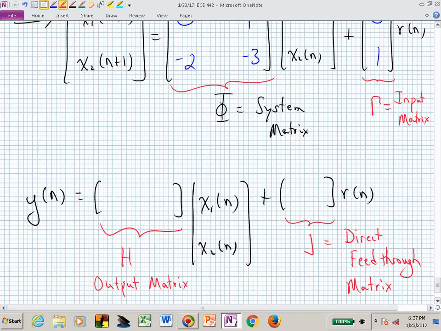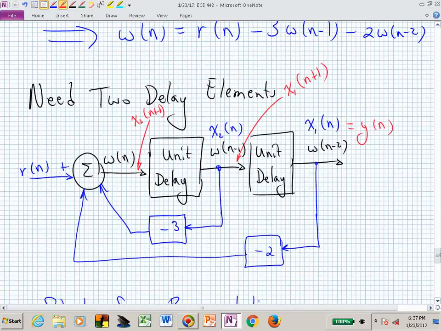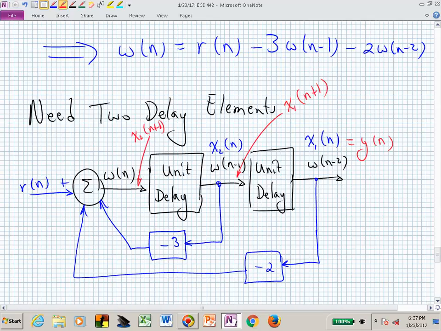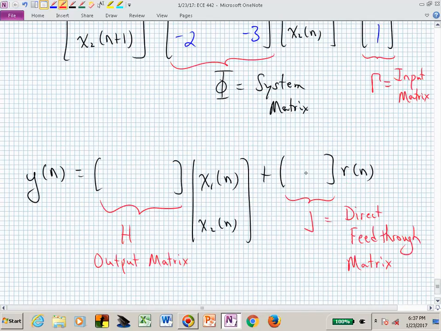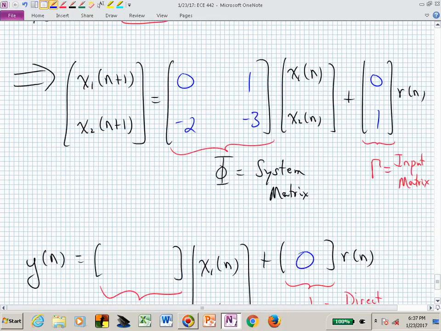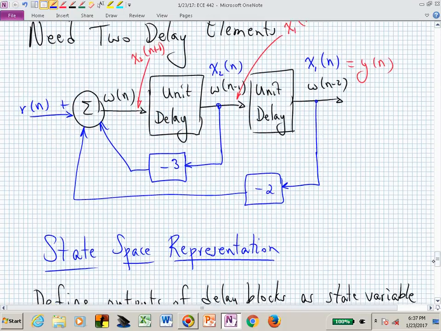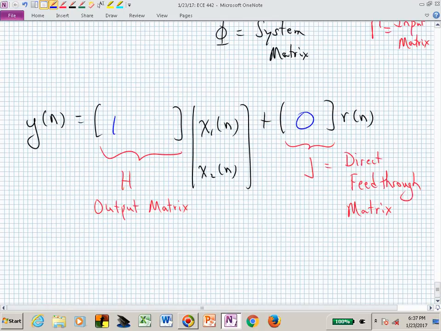What do we want H and J to equal if our output Y of n is equal to x sub 1 of n? Is r in there? No. So it's 0. A lot of times your direct feed-through matrix will be 0. What's the output matrix H structurally, or what are its elements? It's a 1 by 2 row vector. It's 1 row tall, 2 columns wide. It just needs to pick off x1 from the state vector, x1 and x2. It's now going to be 1, 0.